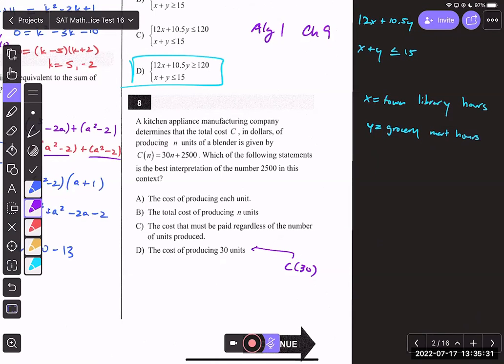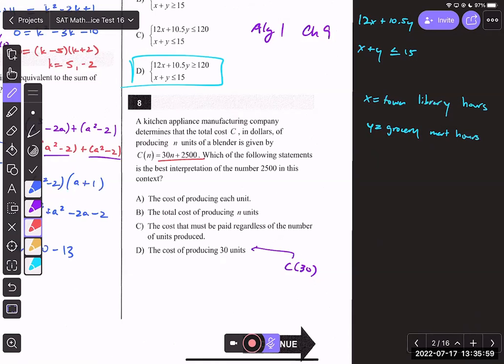Let's look down each of these, right? So the cost of producing each unit, what is that? If each blender is $2,500, you have a lot of problems, right? There's no way that's true. So what you want to look at here is what kind of equation this is. If you're familiar with the slope of a line, this is a linear slope.